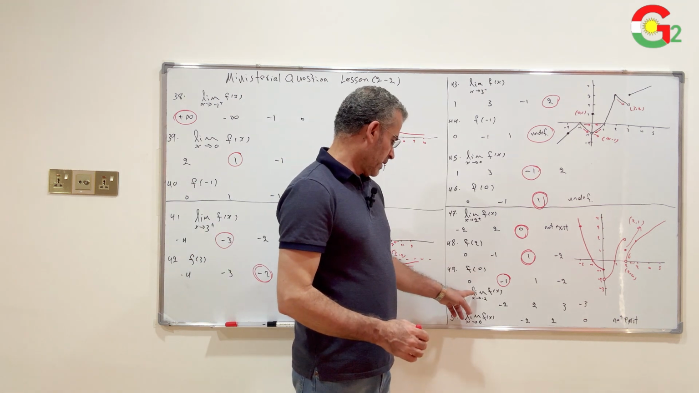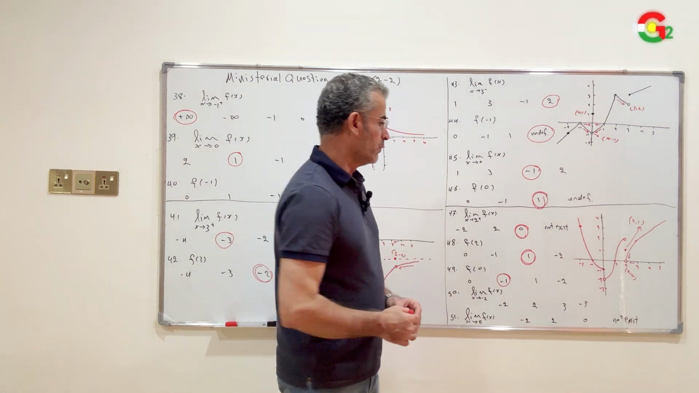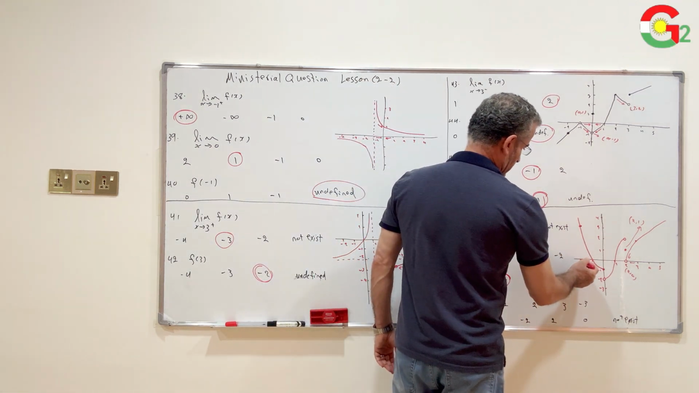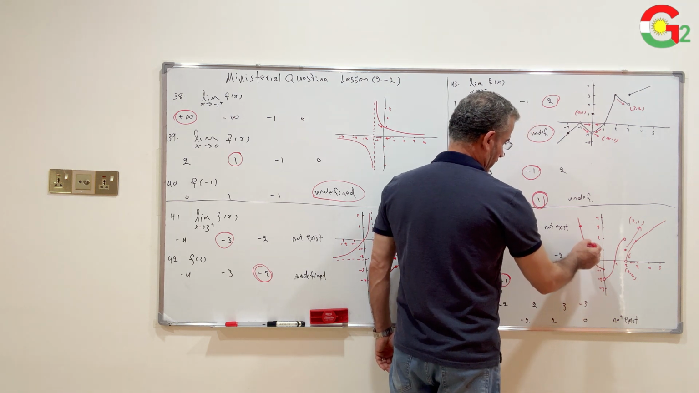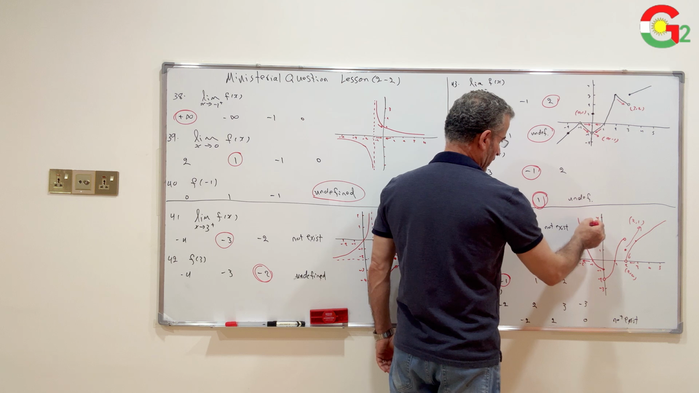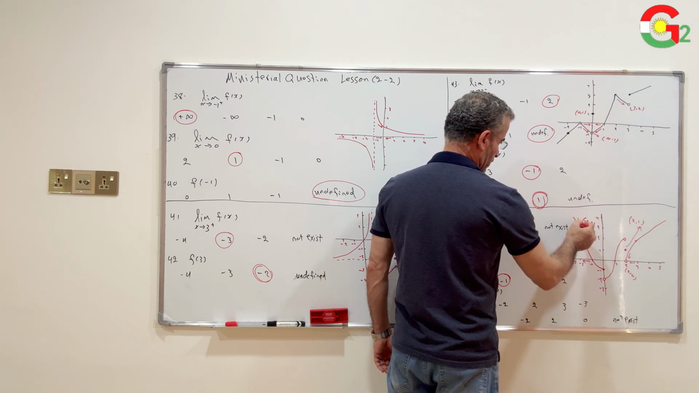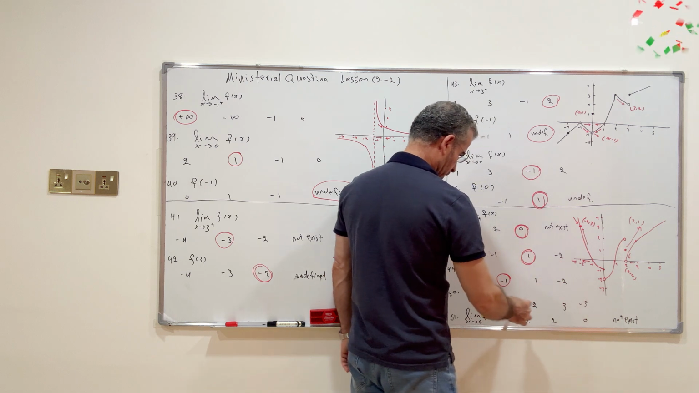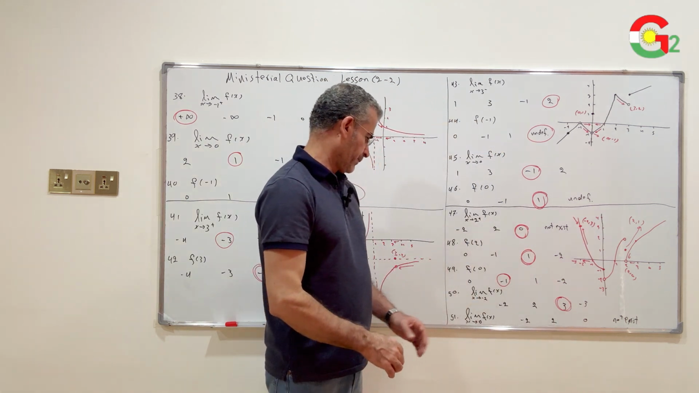Question number 50, limit f of x when x approaches -2. Let us see, this is -2. From the right, f of x goes to this point, (-2, 3). From the left, f of x also goes to this point, (-2, 3), then the right choice is 3.